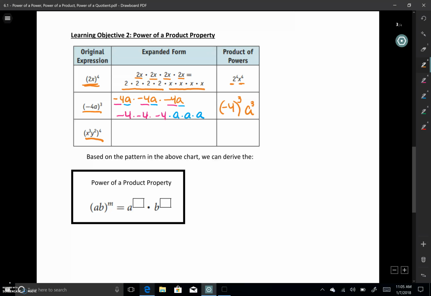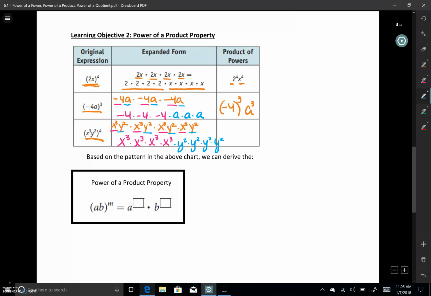I have x cubed y squared to the 4th. So that's going to be x cubed times y squared 4 times. There we have it, x cubed times y squared 4 times. I am going to take all of my x terms and put them together. So I get 4 of those. And then I'm going to take all of my y terms and put them together. So I will have y squared times itself 4 times.